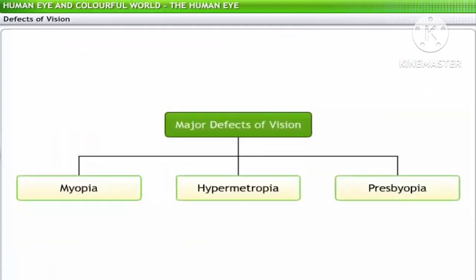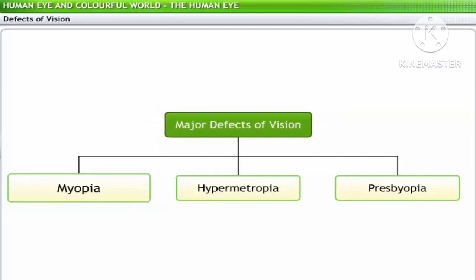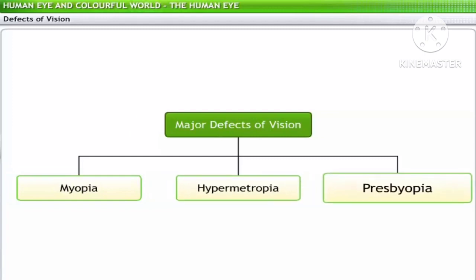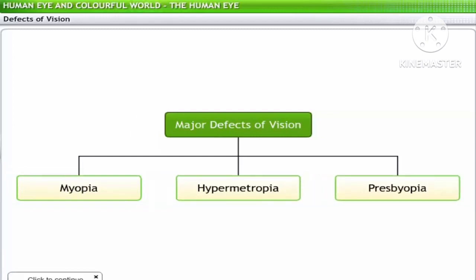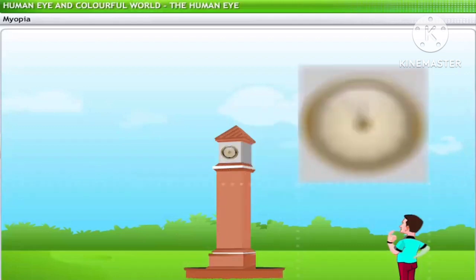These irregularities can lead to three major types of vision defects: myopia, hypermetropia, and presbyopia. Let's look at each of these defects in detail. Look at the image of the clock tower as it appears to Uncle Tom without his glasses. As you can see, the image is indistinct. This is because Uncle Tom is suffering from myopia.